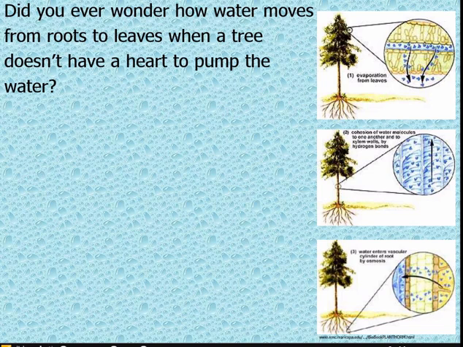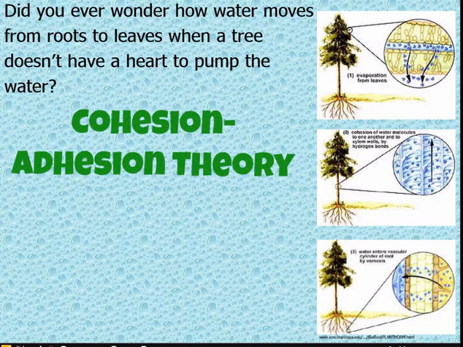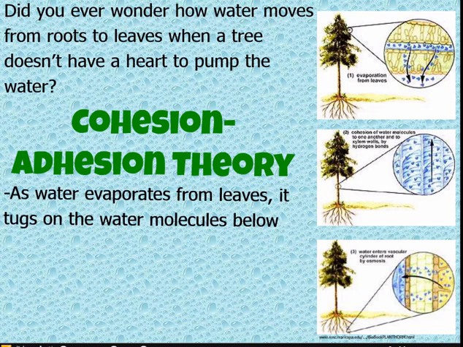So the question says, did you ever wonder how water moves from roots to leaves when a tree doesn't have a heart to pump the water? You probably haven't ever wondered it, but you got to know that's a really cool thing that can happen, and science doesn't entirely understand it to this day. We have some ideas. This is called the cohesion-adhesion theory. The idea is that as water evaporates from the leaves, the water molecule that's evaporating away is tugging on the water molecule next to it. That's those hydrogen bonds. It's attracted to the one next to it. So when it gains enough energy from the sun to be able to leave through evaporation, it pulls just slightly on the water molecule next to it.